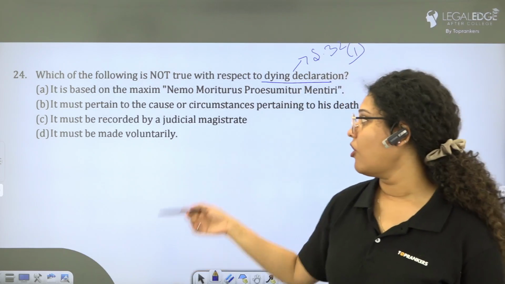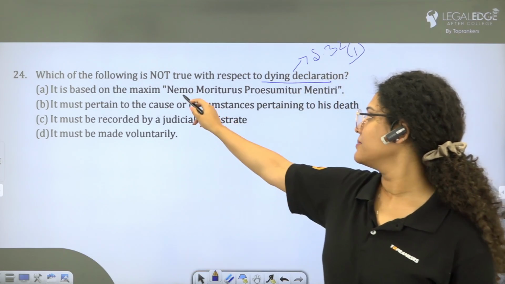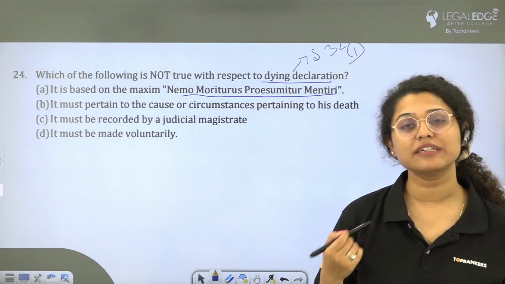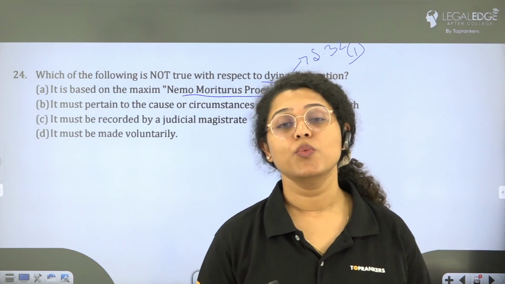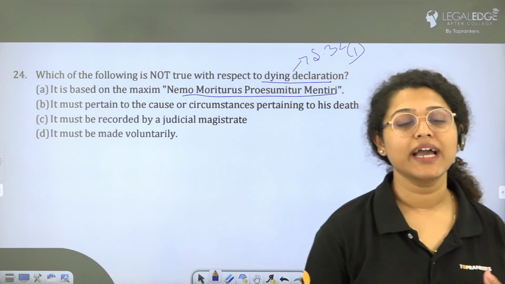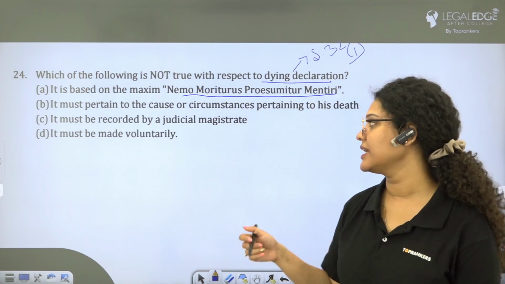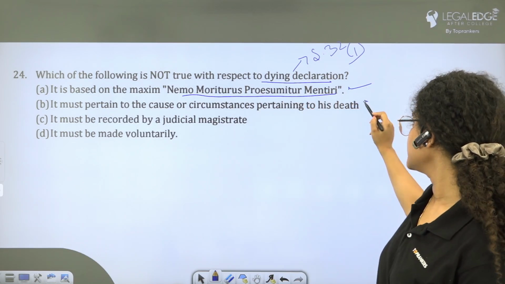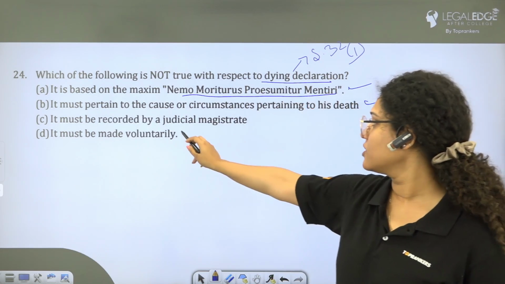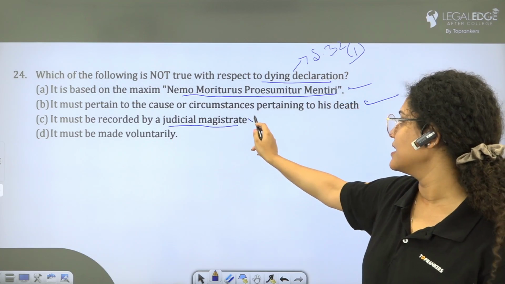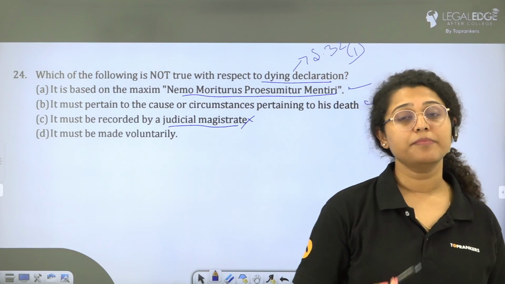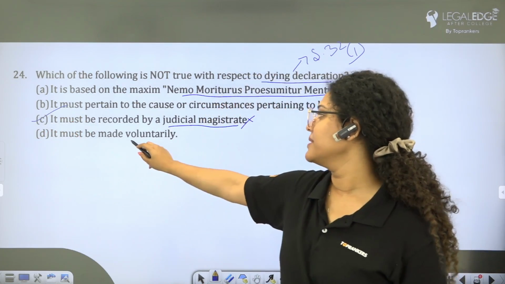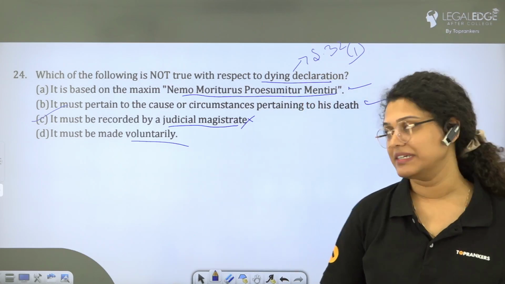All of the options seem correct, but the maxim nemo moriturus is the very basis of the principle of dying declaration. It means that the person who is dying will not lie, will not die with a lie in his mouth. So this is correct. It must pertain to the cause or circumstances pertaining to his death. This is also correct. It must be recorded by a judicial magistrate. This is wrong. It can be recorded by any person at all. So this is your answer. Must be made voluntarily? Yes, it should be made voluntarily.